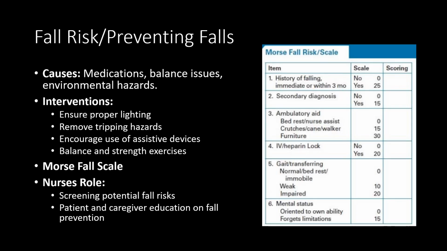Fall risk and preventing falls. So falls can be caused by many different reasons in the older adult. This can be from medication, balance issues, and then environmental hazards. So some interventions we can educate them on is ensure proper lighting in the home, remove tripping hazards such as rugs, cords, miscellaneous items that could be on the floor, encourage use of assistive devices if needed, so walkers or a cane, and then of course balance and strength training exercises.